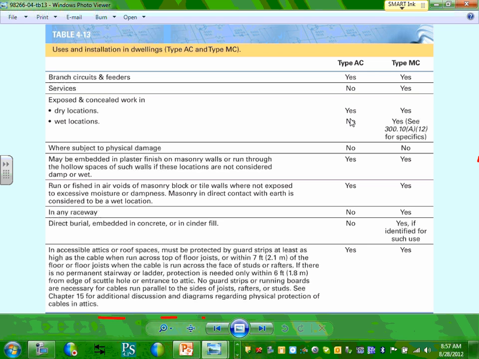Dry and wet location. Can I use them in a dry location? Yes. Can I use them in wet location? Not AC. MC, though, they have a cable that's rated for wet location. As a matter of fact, they have a cable that's rated for direct burial, too. You can bury it. So that's where MC becomes superior. Can I get you guys to understand MC is superior when it comes to commercial industrial?